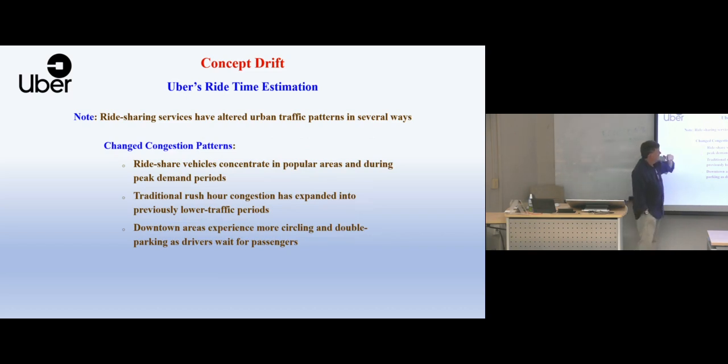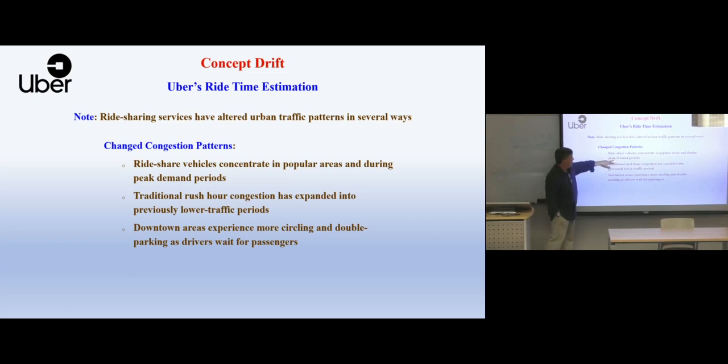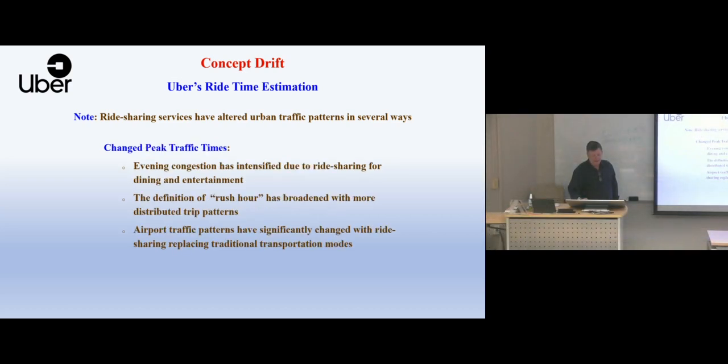It's interesting. It changed congestion patterns. Naturally, they concentrate in popular areas and peak demand. Naturally, the surge, rush hour congestion, lower traffic periods. That's good. Downtown areas experience more circling and double parking. That's a forever problem until we get rid of that. Peak traffic, evening congestion is intensified. That's not good news. Rush hours broaden, and then, oh boy, as you know, airports have gotten crazy about that. You have to have the taxi lines, the Uber, the ride-sharing lines, etc.